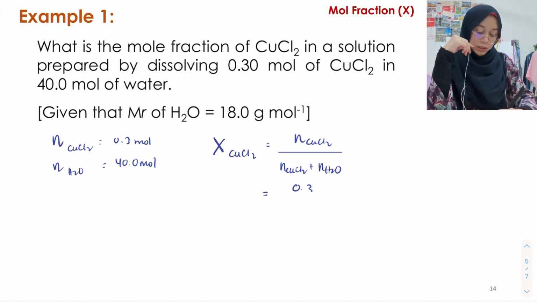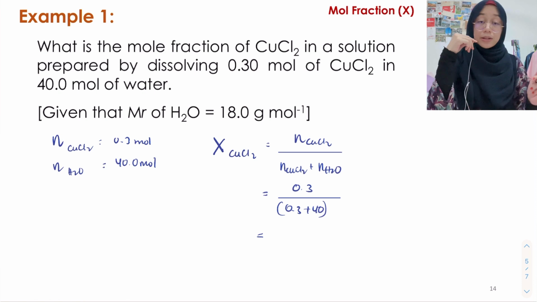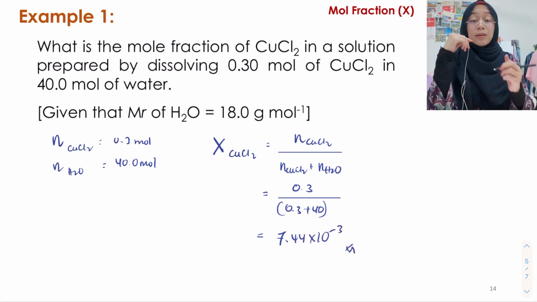So 0.3 divide by 0.3 plus 40. So kamu akan dapat 0.3 bahagi 40.3 bersamaan dengan, very small the number actually. Okay, you can get 7.444 exponent negative 3. Okay, so as you can see, the value is actually less than 1.